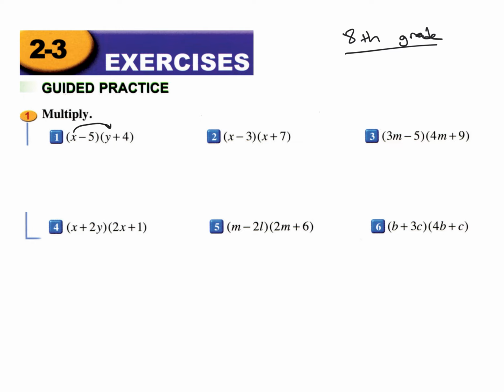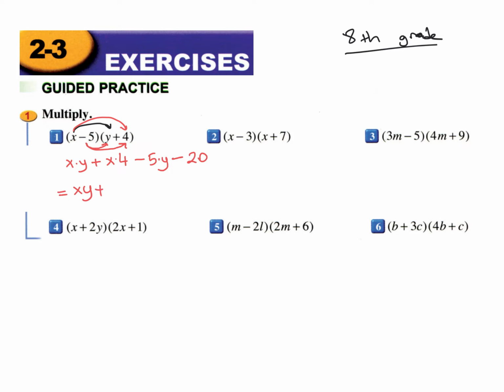First term by first term we will do, so x times y, and then x times positive 4, which becomes plus x times 4, and then negative 5 times y. It is negative 5y, and negative 5 times 4, it is negative 20. If we simplify them, they will be xy. If you see xy together, between them there isn't any operation sign, which means multiplication here.